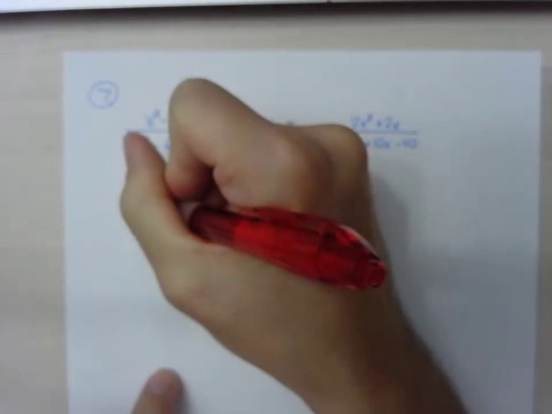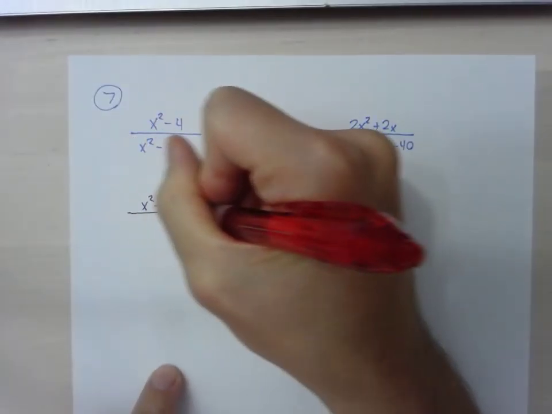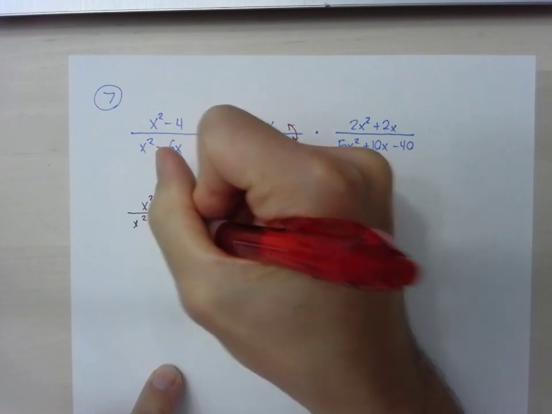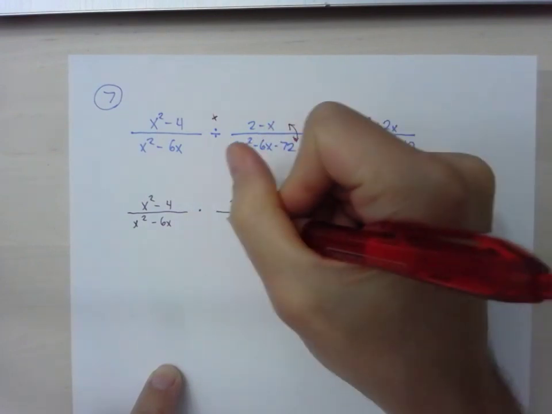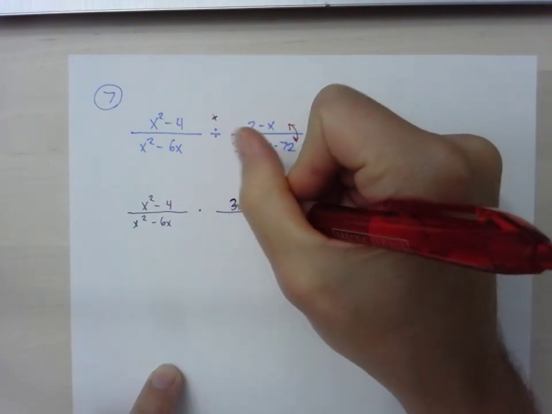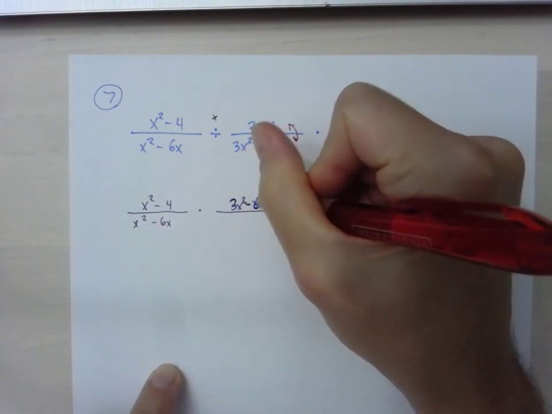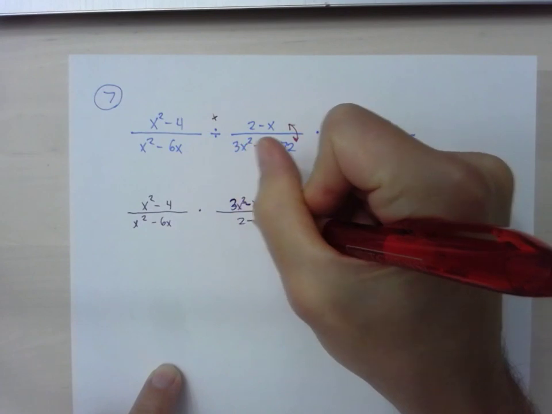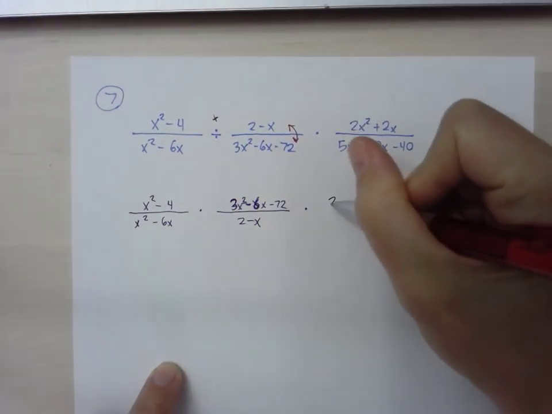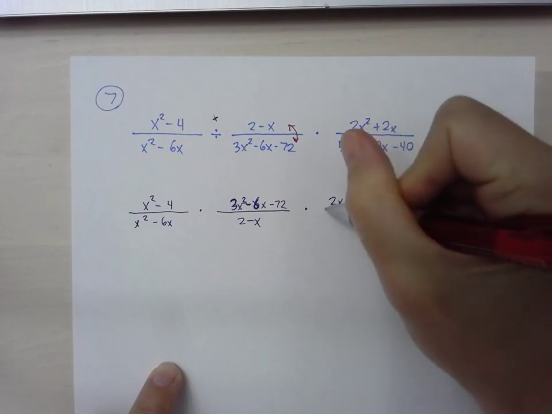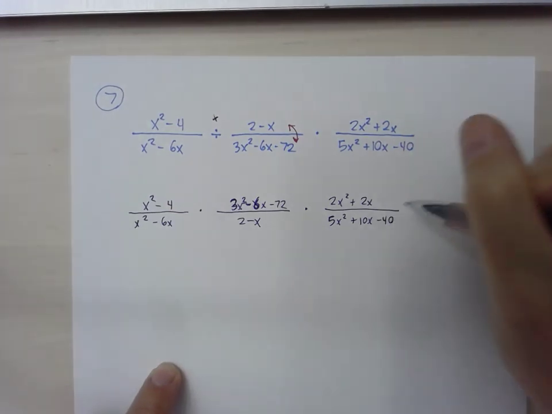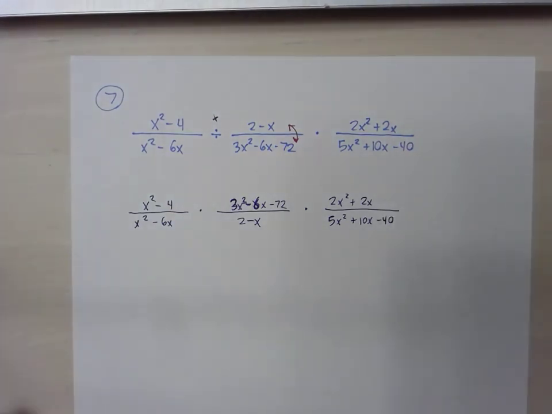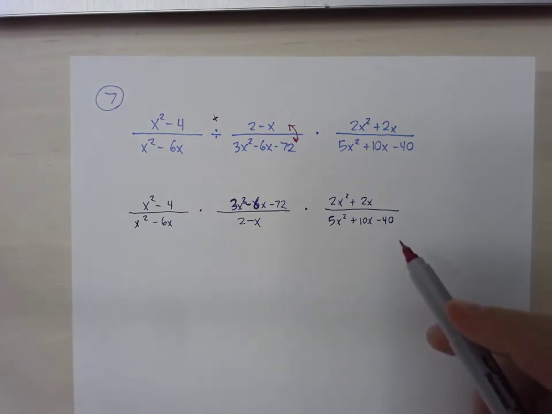So let me rewrite that first. Oops, I already messed up there. So 3x squared minus 6x minus 72 over 2 minus x. All right, so we got all that written out correctly. Let's go ahead and factor. These factors shouldn't be too difficult.